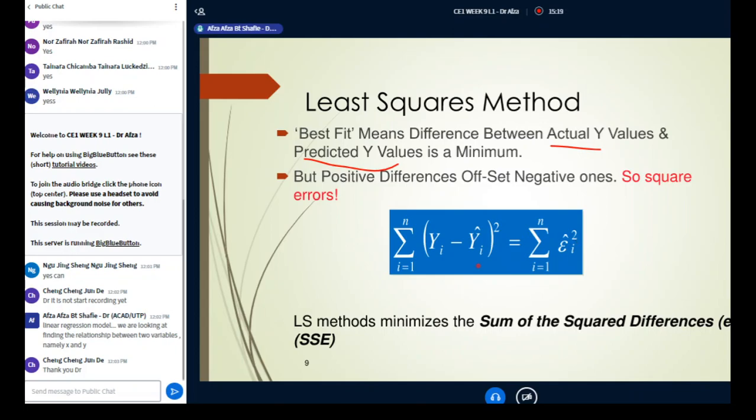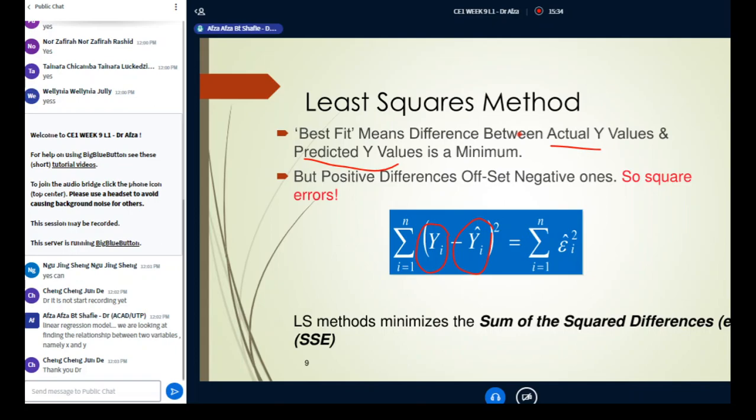This is the actual. This is our predicted. Remember, our predicted is always given by y hat. If this error is minimized, then we will say that this is the best fit, when the actual y and the predicted y difference is a minimum. So this is what the least square method is all about, the LSM.